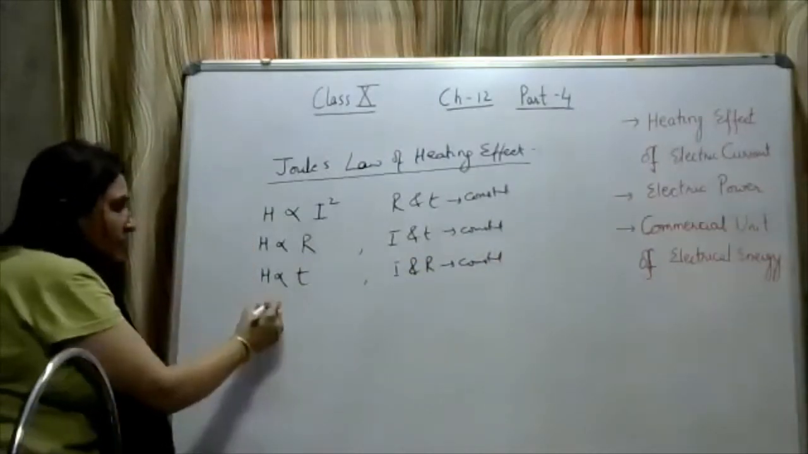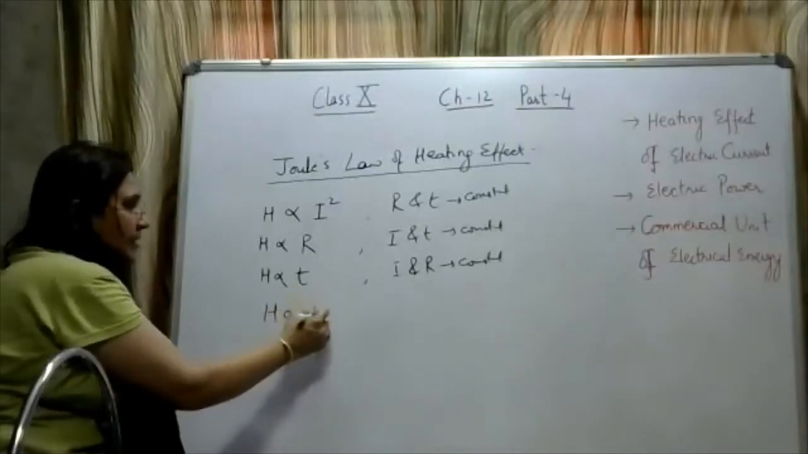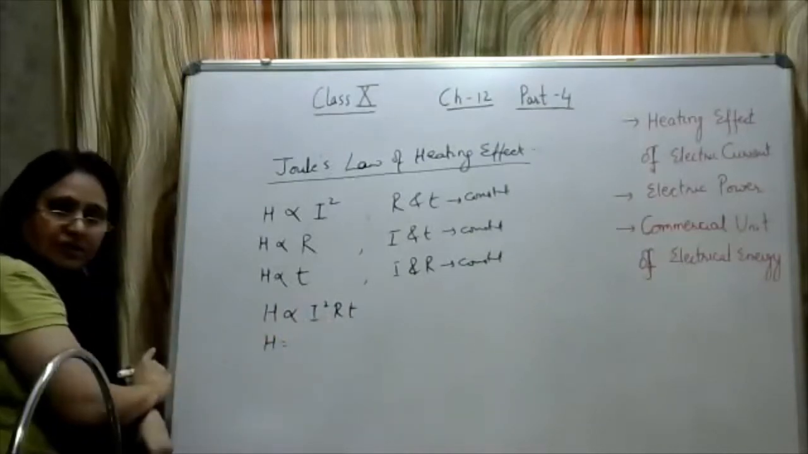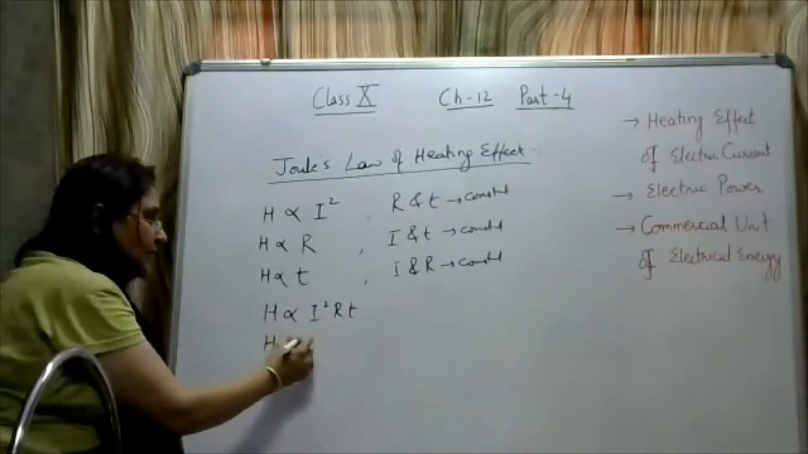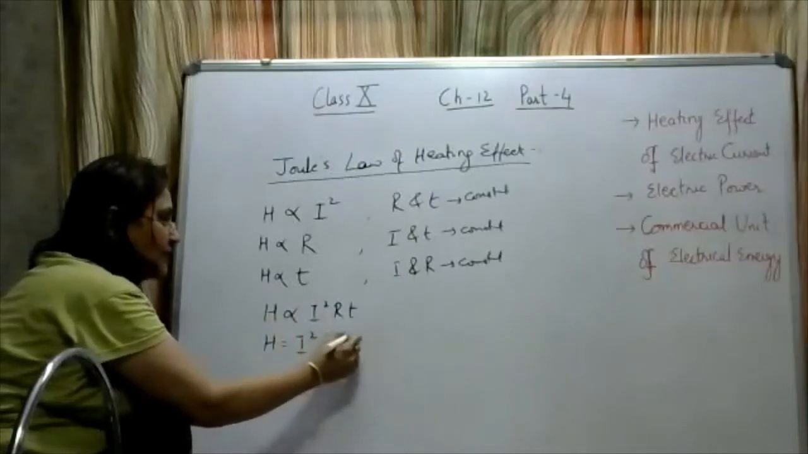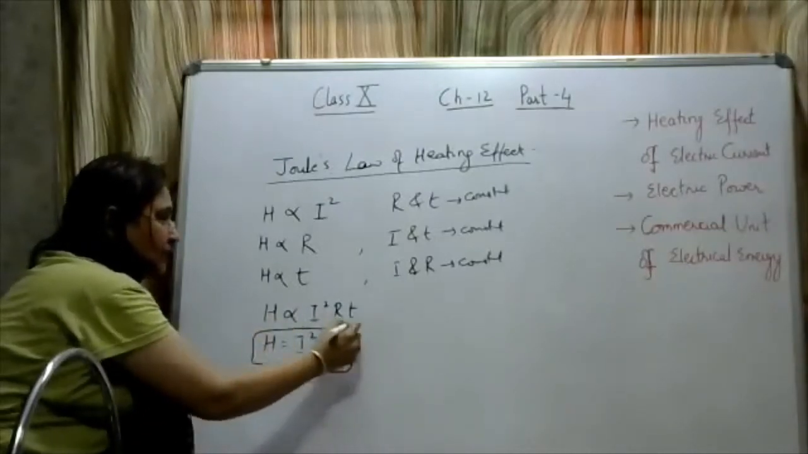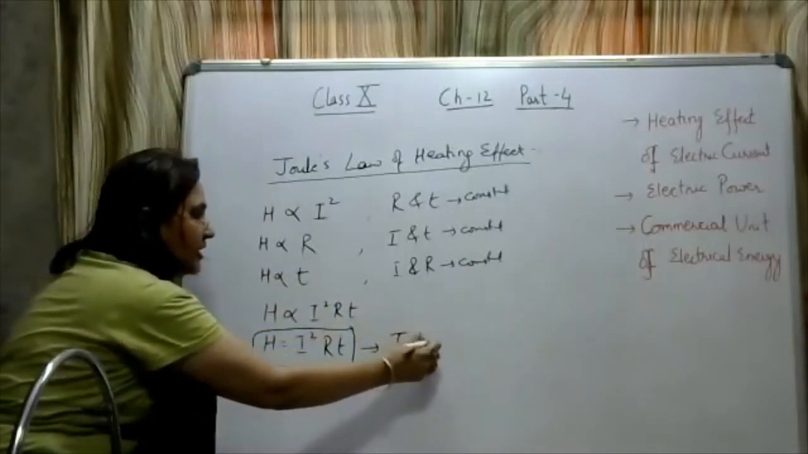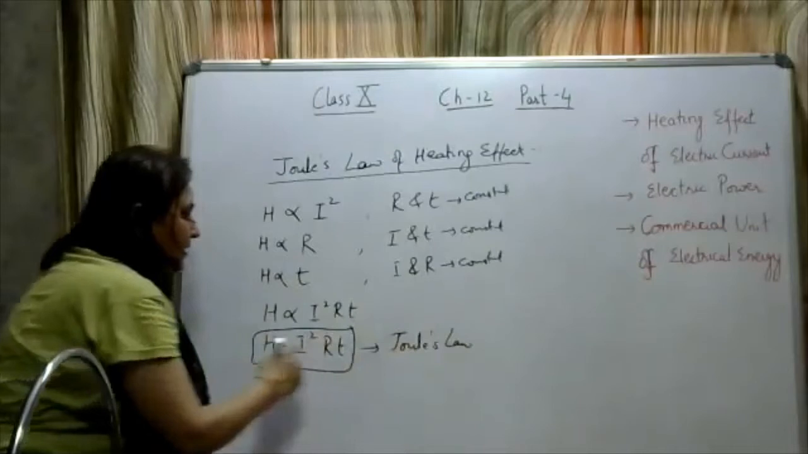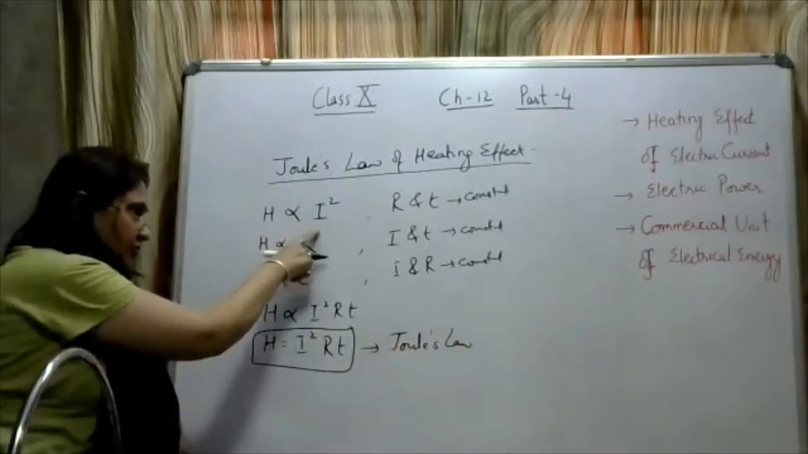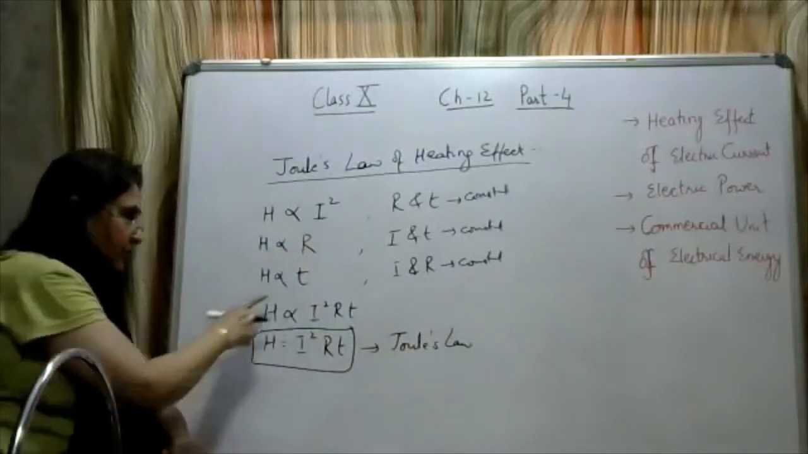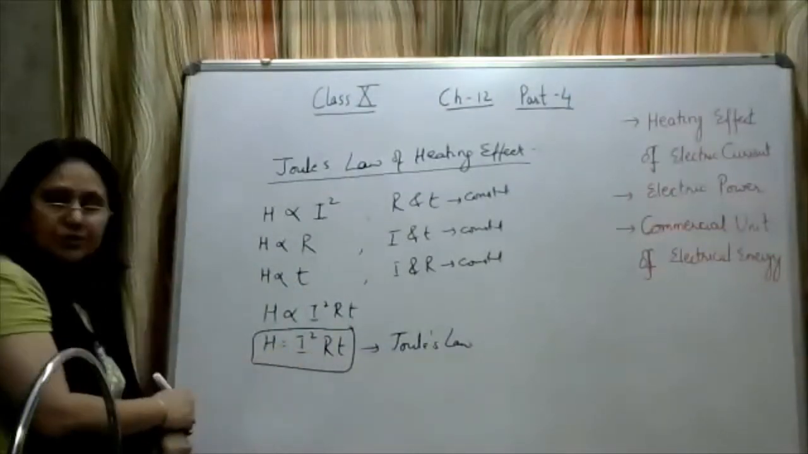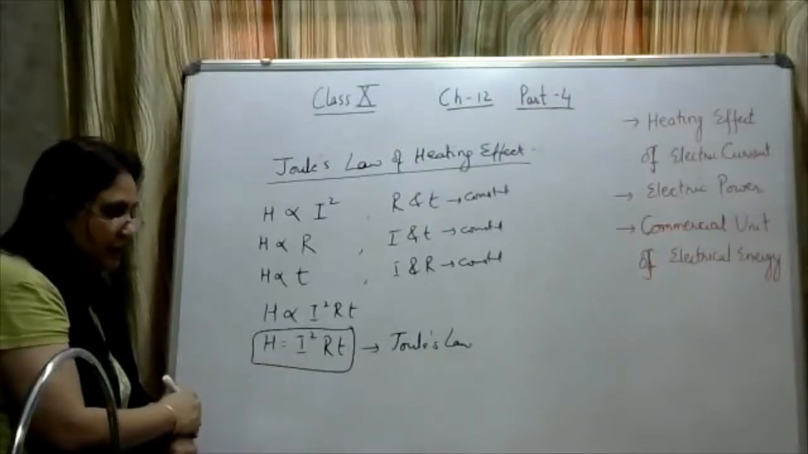Now, combining all these three, we get H is directly proportional to I square R into T. Equating it, the constant of proportionality here is equal to 1. So we get H equals I square R T. This formula we call Joule's law of heating effect of electric current. The heat produced is directly proportional to the square of the current, the resistance, and the time for which it is flowing. Hence, the heat produced is equal to I square R T.